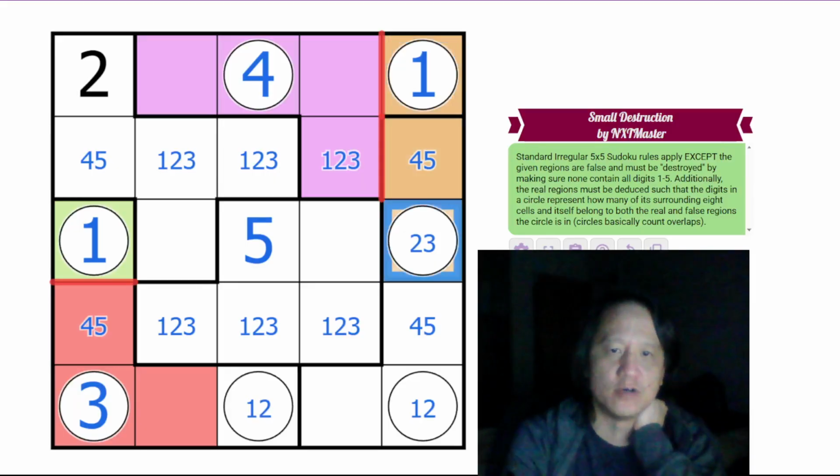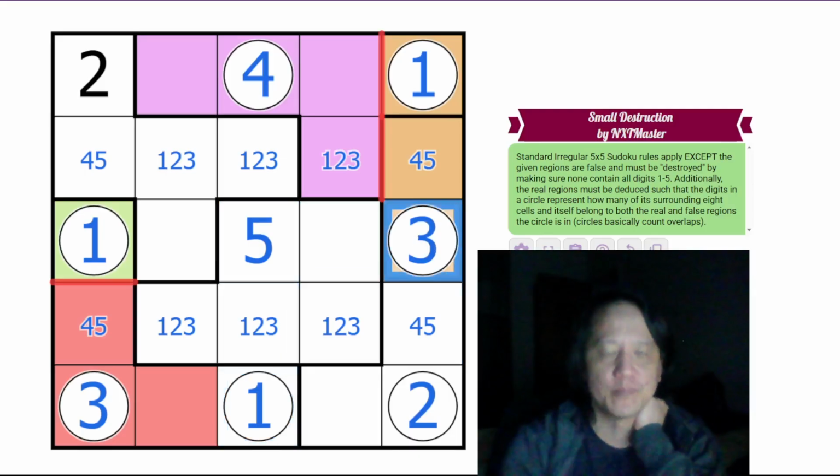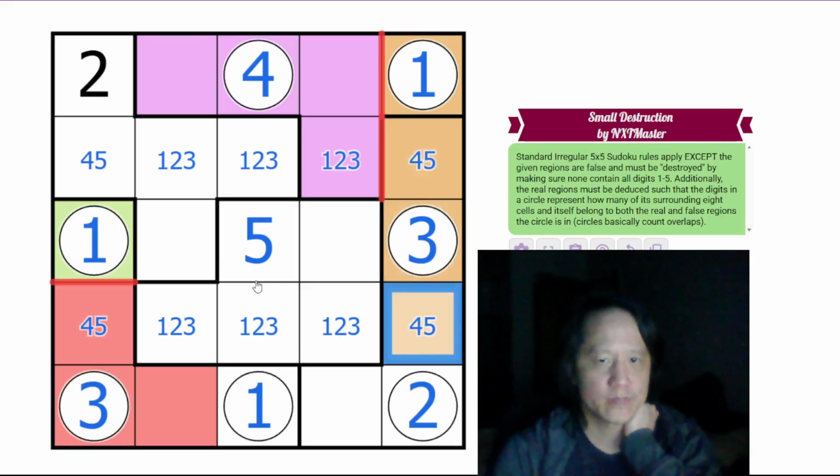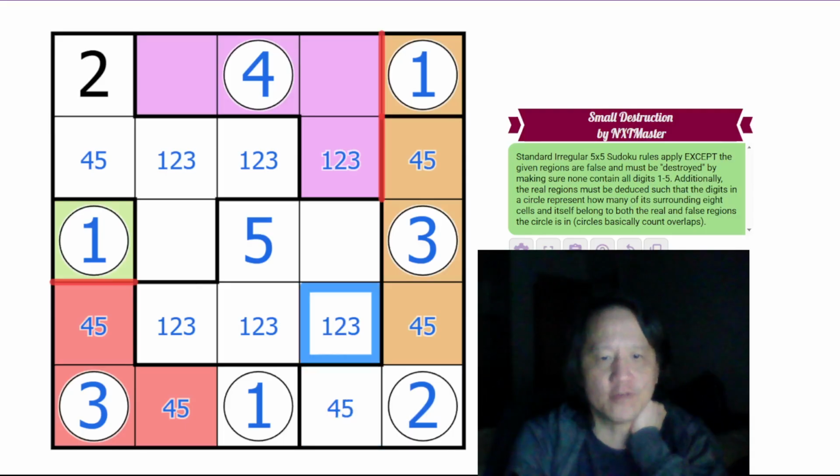So this is 1, which makes this 2, which makes this 1, and that makes this 3. Well, this has 3 cells which are in the same real and false regions, so this has to be this way. This has to be a 4-5 pair here and 4-5 here. This can't be 1, no 1 here.